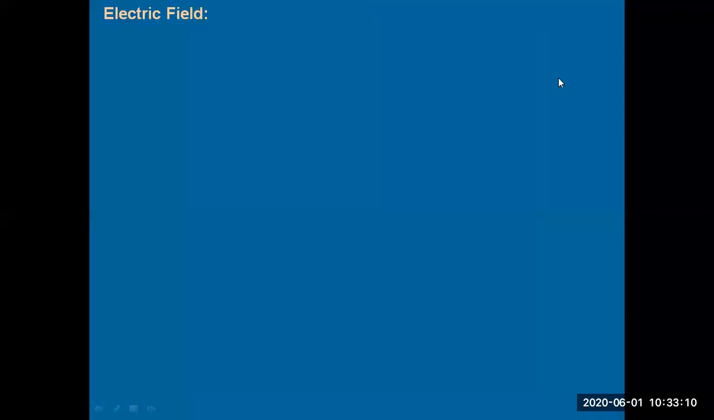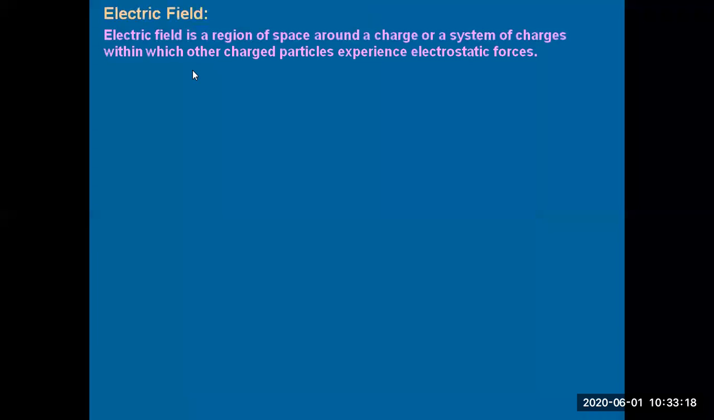The first definition we're going to learn is what is electric field. So observe carefully. Electric field is a region of space around a charge. A charge can be positive or it can be negative. The region of space around the charge or a system of charges, it can be a single charge or a system of charges, within which other charged particles experience electrostatic forces. That is called electric field.